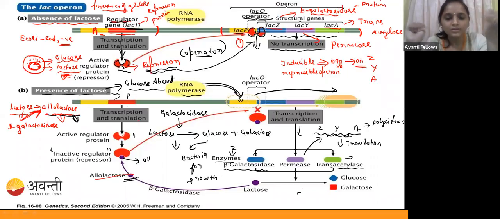Now you have to remember the genes present in the lac operon. That is the lac Z gene, lac Y gene, and lac A gene. The order is also very important. Lac Z is for the beta galactosidase, Y is for the permease, and A is for the trans-acetylase. Guys, the function of the trans-acetylase is in detoxification.